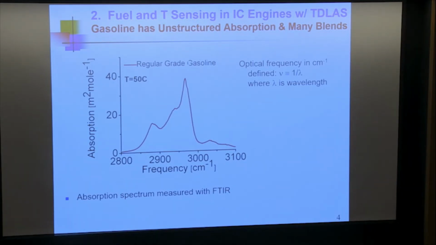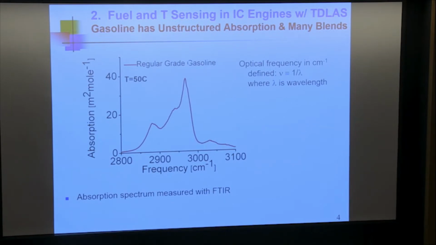So the absorption spectrum around 3 microns looks about like this. We looked at this yesterday. This would be regular grade gasoline from a local pump downtown, and taking the FTIR spectrum, this is what you get. The trouble is, if you go to the next gas station down the street, it looks different. Why? Because gasoline has many constituents, and therefore it's hard to know the spectrum of gasoline. Well, it depends on the gasoline. So that was a challenge. How are we going to make quantitative fuel measurements in an engine?